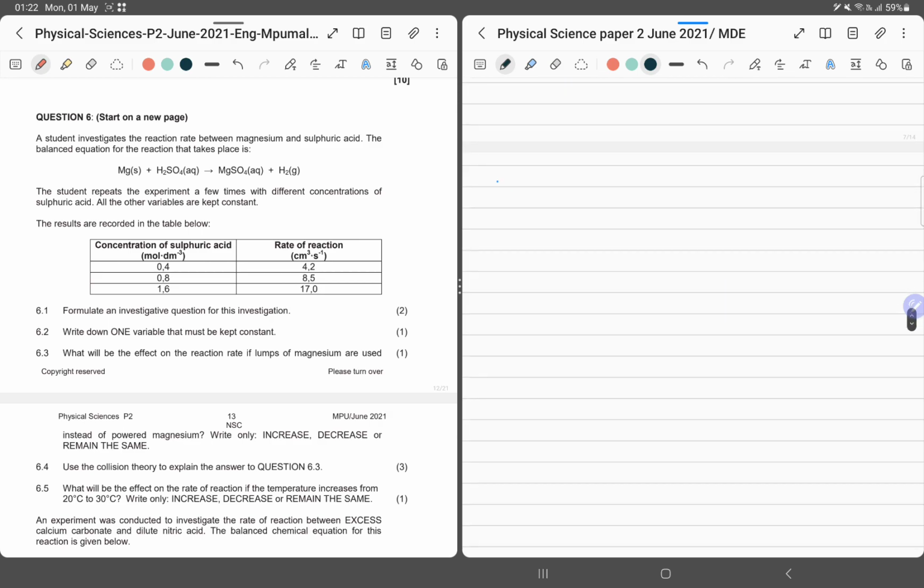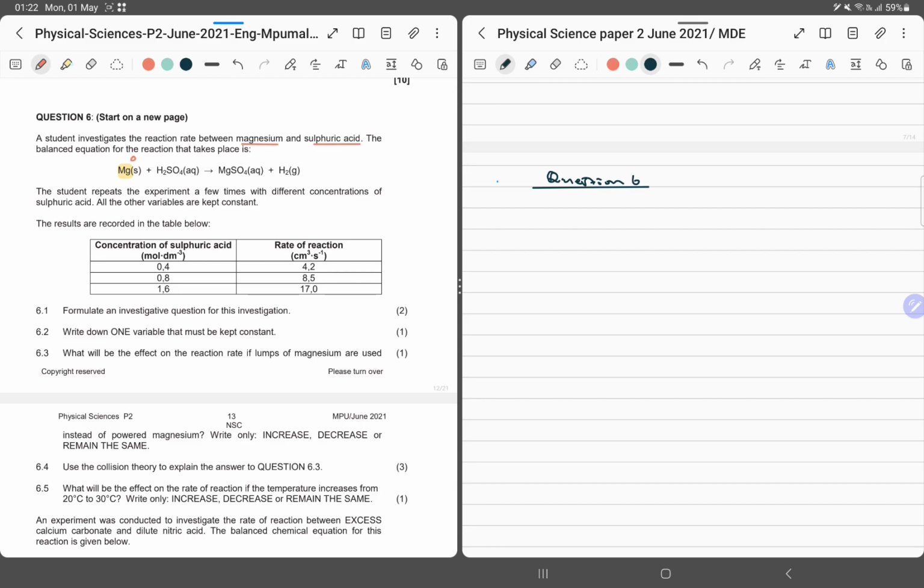Question 6. Now, question 6 says, start on a new page. A student investigates the reaction rate between magnesium and sulfuric acid. Okay. Now, the balanced equation for the reaction that takes place is, as I said, always investigate in these things. What is magnesium here? It's in solid form. If it is in solid form, what would be the oxidation number? 0. It's a natural state.